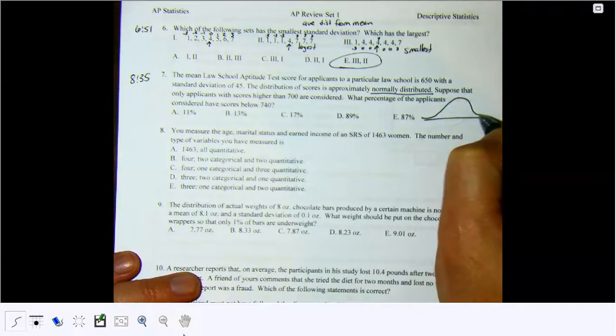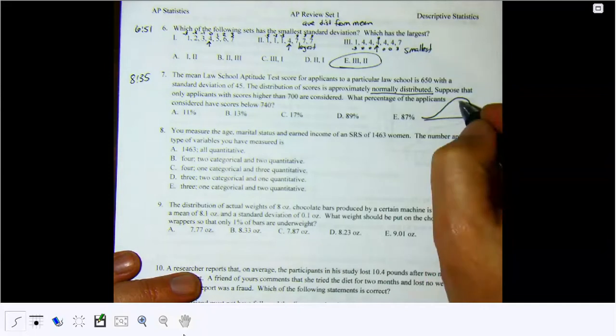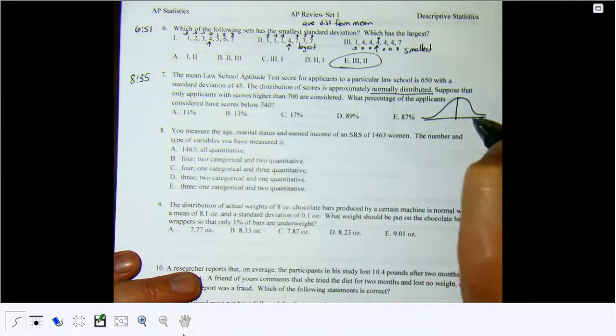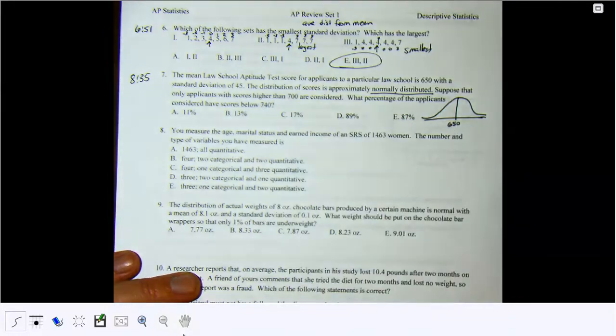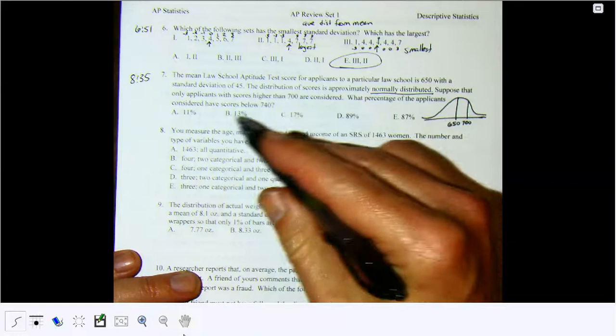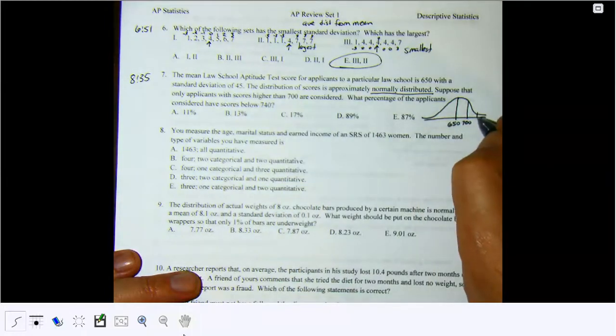Now, again, everything's going to be free response, so we're going to possibly have to draw a curve. Remember, when we draw a curve, we always want to put a middle to that curve. So we're going to go with 650. Now we know to be considered, we have to have a score of 700. But we're talking about what percent of applicants have scores below 740. So we're looking for this shaded region right there.